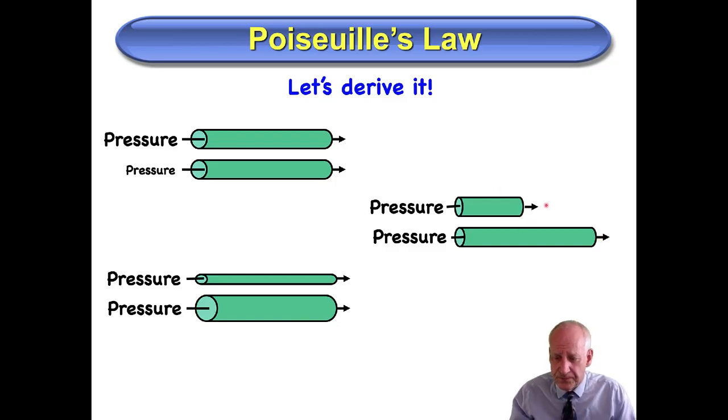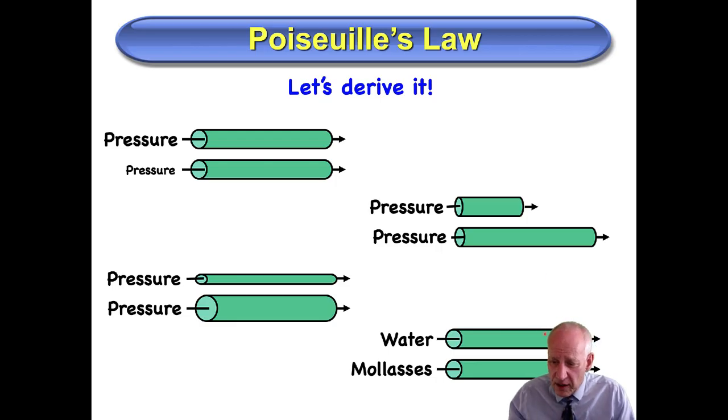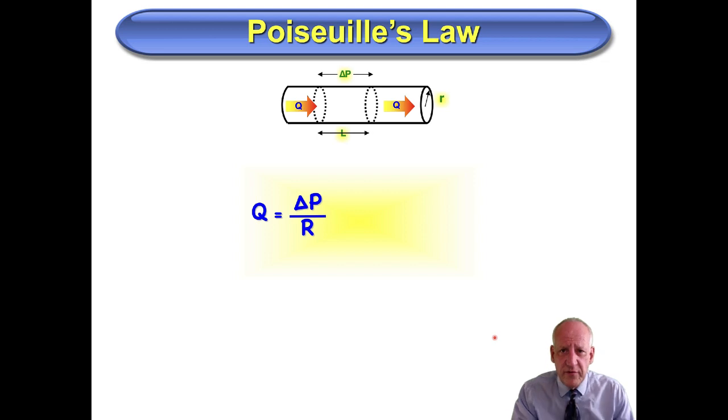The top tube. And finally, we have two identical tubes. In one, we're pushing water through it, and the other, we're pushing molasses. In which tube would flow be faster? Well, the top tube. So there you go. You've just derived Poiseuille's law.